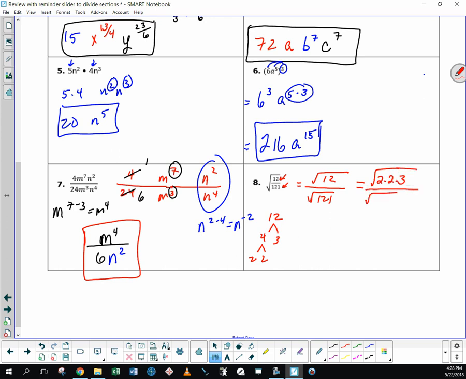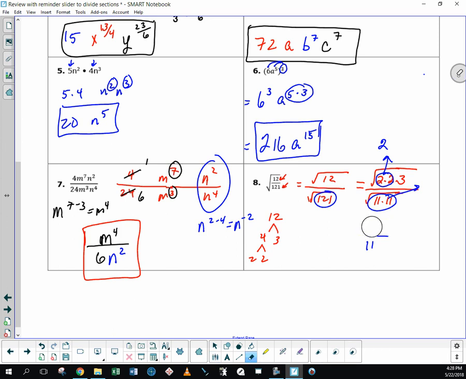And in the denominator, I have the square root of 11 times 11, because this is a perfect square. It's a square root, which means I bring it out in groups of 2. I've got a 2 that comes out. So in the numerator, I have 2 square root of 3. And in the denominator, it comes out, and I just have 11.